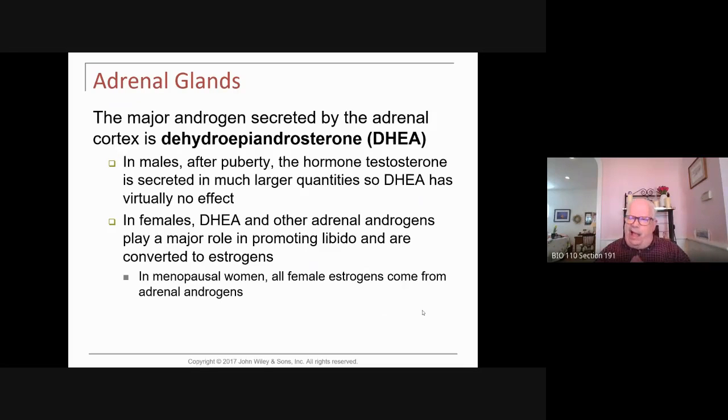It really has minimal effect. But it is a testosterone-like hormone. And because of that long word, we call it DHEA, okay? DHEA, both not only in males, but also in females.